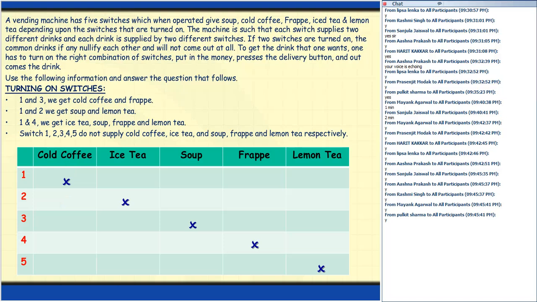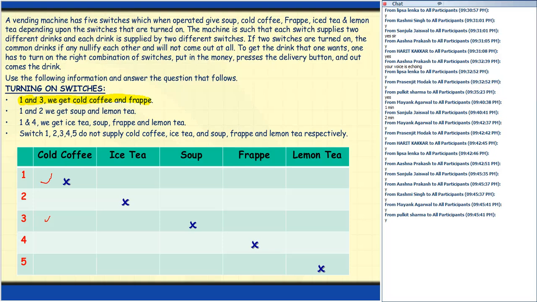Now, after that, let's start with statement 1 first of all. The statement 1 says 1 and 3. With a combination of 1 and 3, we get cold coffee and frappe. So right now I am going to focus only on 1 and 3. Now 1 and 3 के combination देखो, cold coffee आना चाहिए. 1 से cold coffee नहीं आ रहा है.